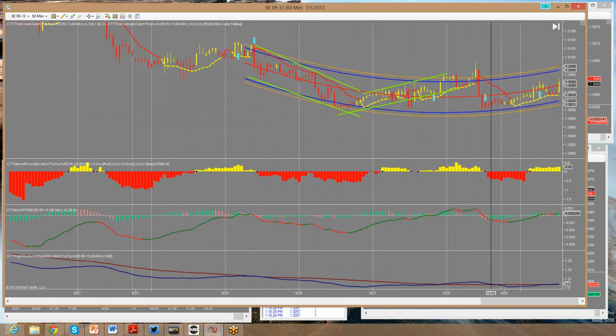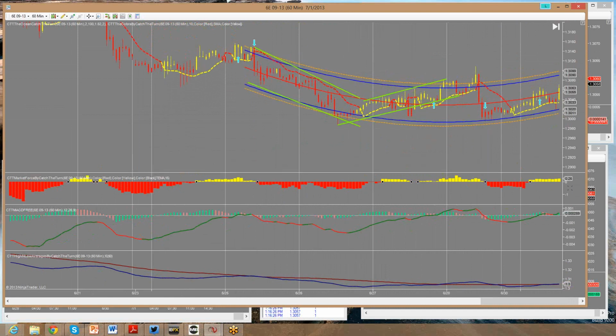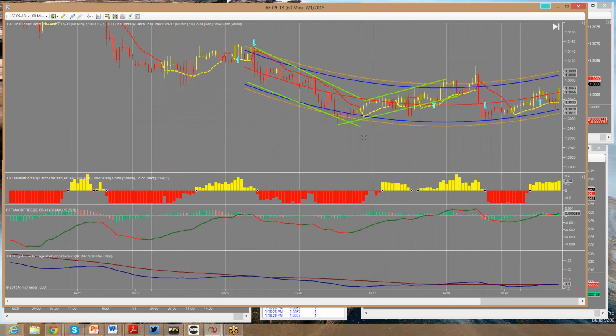So this indicator right here, let me fix the way it looks.